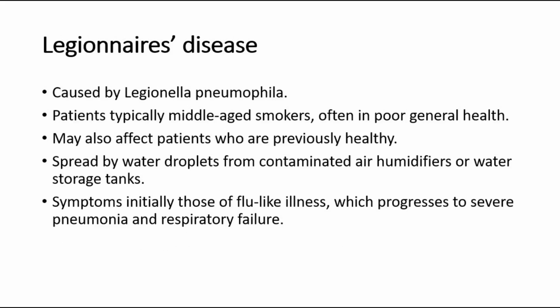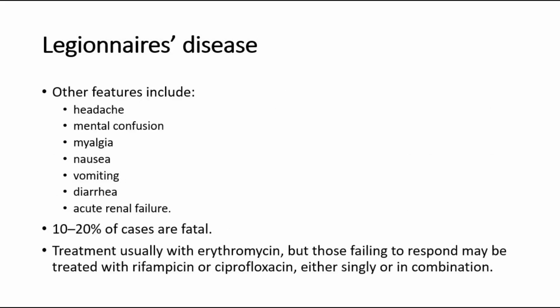One of the atypical pneumonias is called Legionnaires' disease, which is caused by Legionella pneumophila. Patients are typically middle-aged smokers, often in poor general health. May also affect patients who are previously healthy. Spread by water droplets from contaminated air humidifiers or water storage tanks. Symptoms initially those of flu-like illness, which progresses to severe pneumonia and respiratory failure. Other features include headache, mental confusion, myalgia, nausea, vomiting, diarrhea, and acute renal failure.